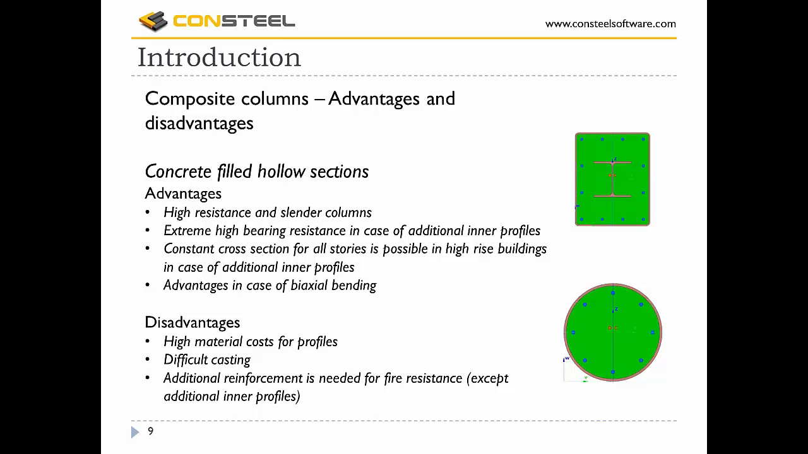Let's see the last cross-section type, the concrete filled hollow section. What are the advantages of this kind of cross-section? High resistance and slender columns. Extra high bearing resistance in case of an additional inner profile.